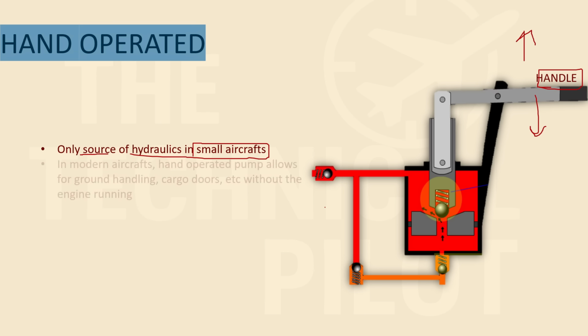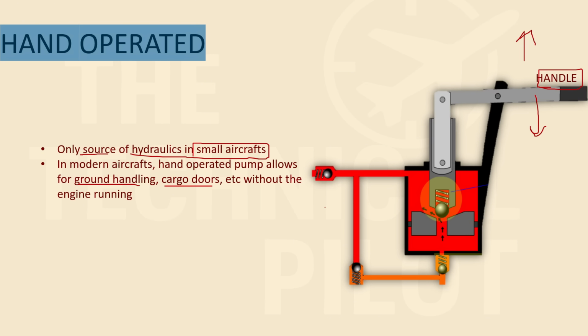And so these kinds of pumps are either the only source of hydraulics in small aircraft, or they are also used in modern aircraft, but their purpose is limited to ground handling and opening the cargo doors. So, why do we need them in a larger aircraft or a modern aircraft? Is because you don't want to have to start the engine just so that you can open the cargo doors, right? You don't want the pilots to go in the cockpit, turn on the engine, and let the pump build up pressure, and then the cargo doors will open, right? So that is why you have hand operated pumps.